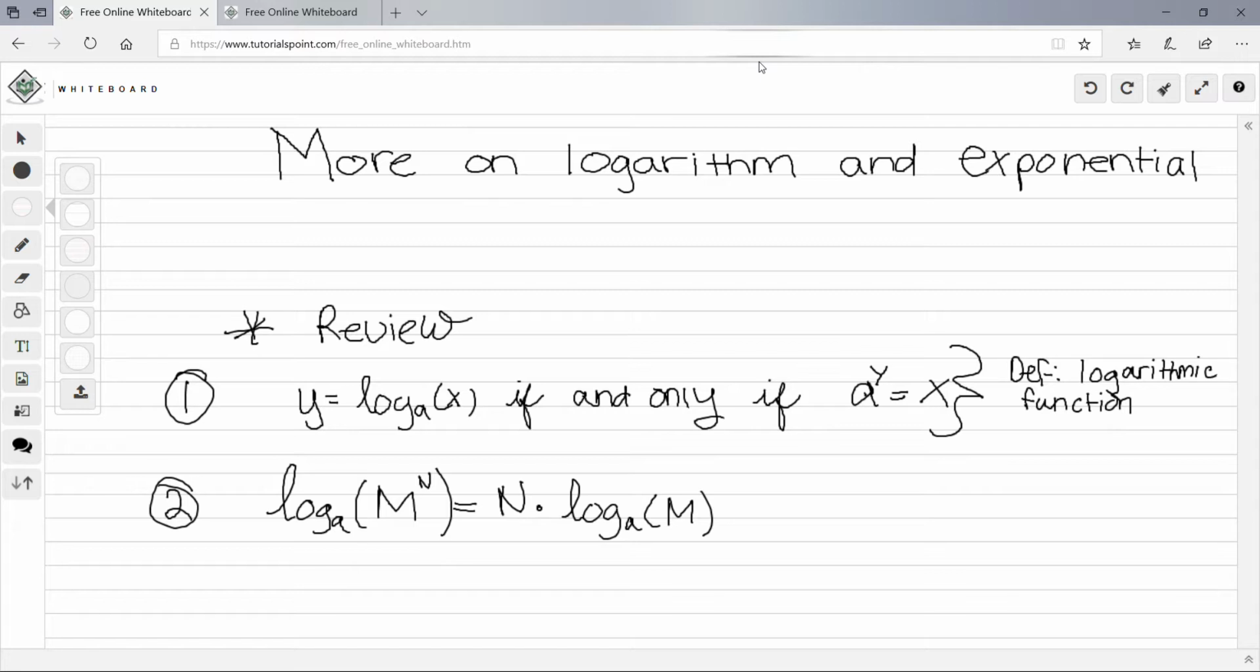It's basically saying y equals log base a of x if and only if a to the y equals x. We're going to use that a lot. The second one is the power rule for logarithms: log base a of m to the n equals... Whenever you have a power, you just put it in front of the log. So it's n times log base a of m.